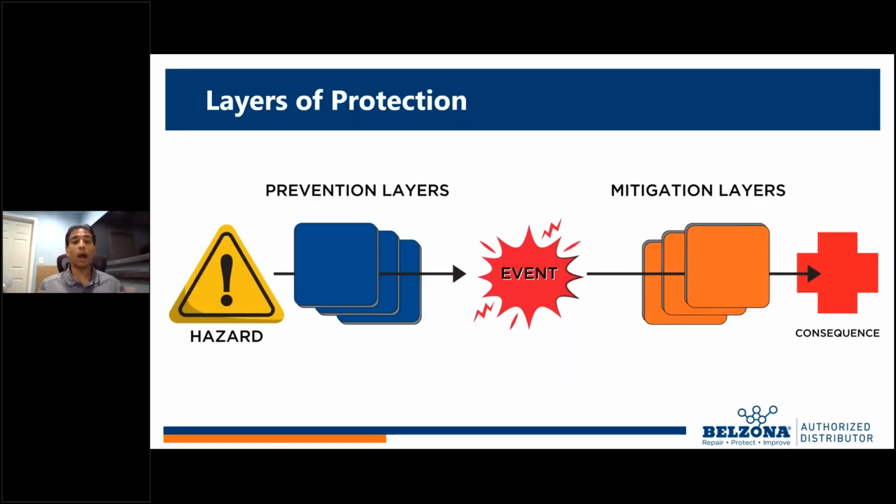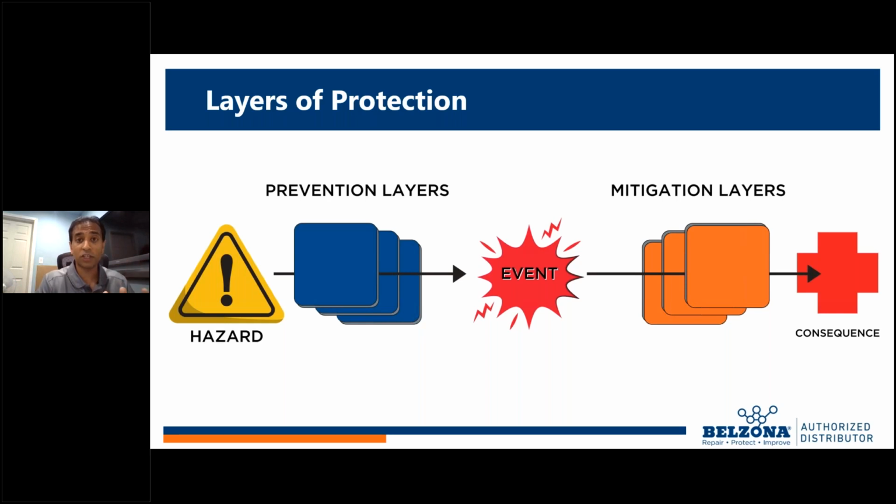And so what can we do? What is the intention of process safety management, PSM, and all of this? What are we trying to accomplish? Well, there's three main phases. There's a hazard, there's an event, and there's ultimately a consequence to that event. And so our objective in PSM is to add as many layers as possible.